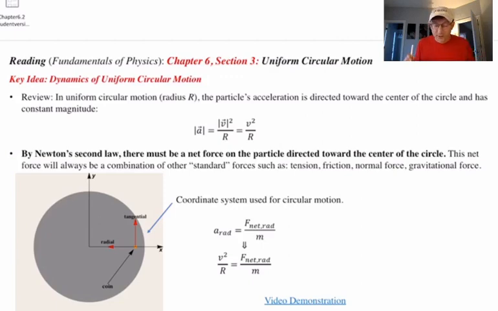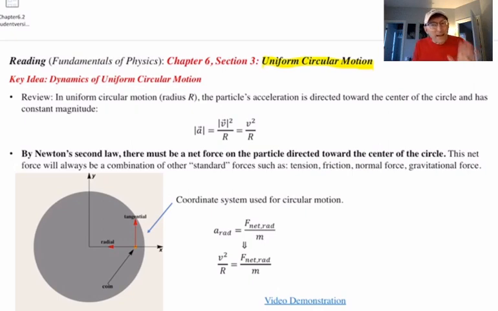This video lecture covers Chapter 6, Section 3 in our book. We're returning to a discussion of uniform circular motion, which we first introduced, as you know, in Chapter 4 when we were studying kinematics. And to remind you, uniform circular motion is that special kind of circular motion where a particle, as it moves in a circle, moves with constant speed, right? Constant speed, constant magnitude of velocity.